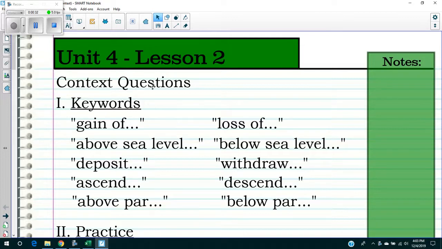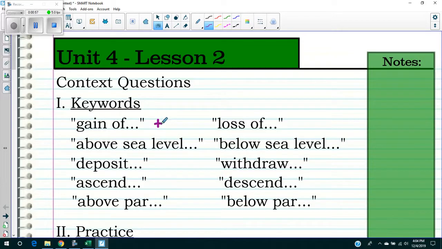So today we're going to talk about context questions, which just means word problems. I think it's just a fancier way of saying that. All right, so I'm going to throw some keywords at you, and this is what they mean, okay? So when you see words like gain of, if you watch football, a gain of 3 yards, right? So let's say you have a gain of 3 yards. What connotation would you have of this? Is it positive or negative?